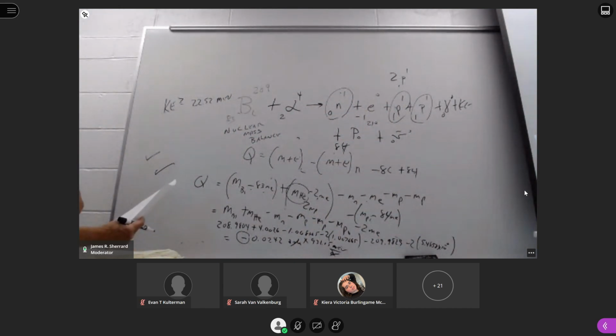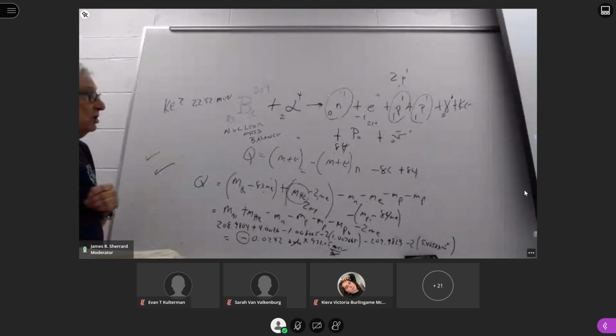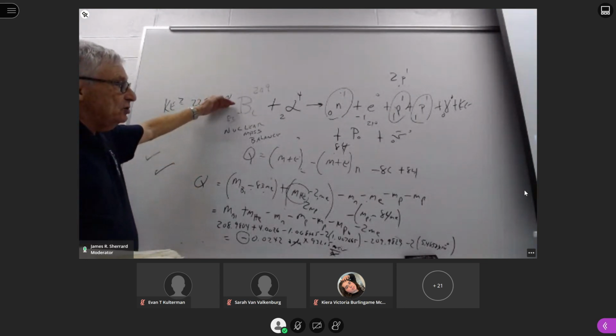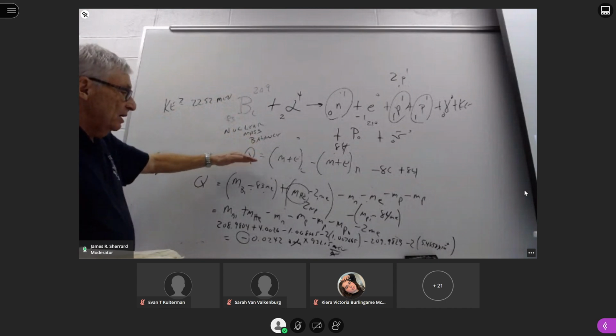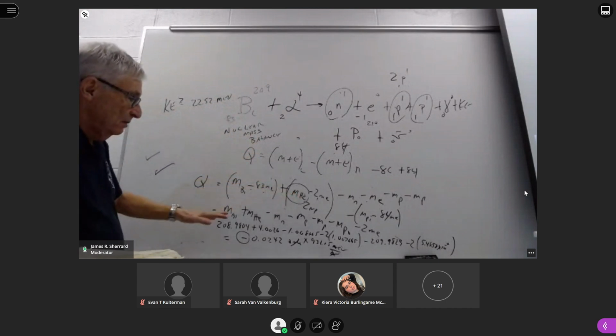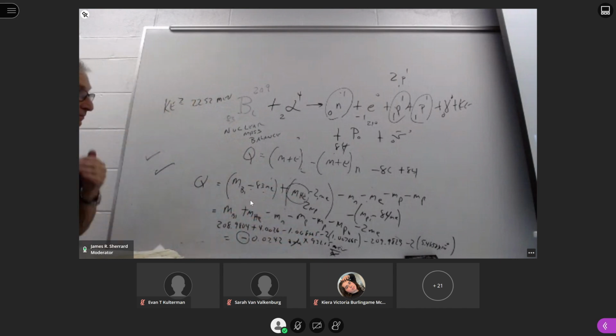Okay. Everybody with me on that? So the key is writing out the correct reaction equation, and then writing out the Q equation, and then substituting in, collecting like values.